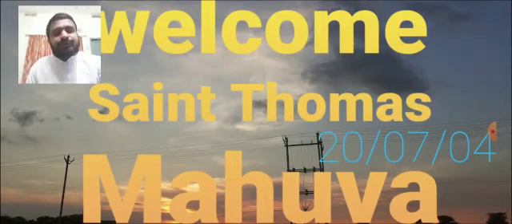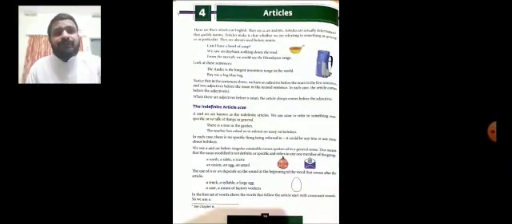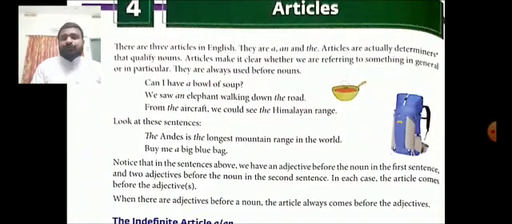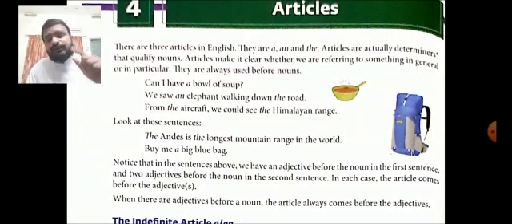Today we are going to see the fourth chapter that is called the articles. As you know, there are three articles in English. They are a, an and the. And what are the uses of these articles?